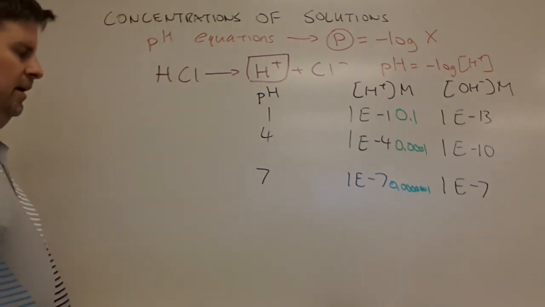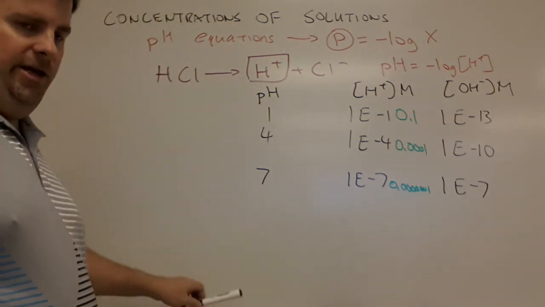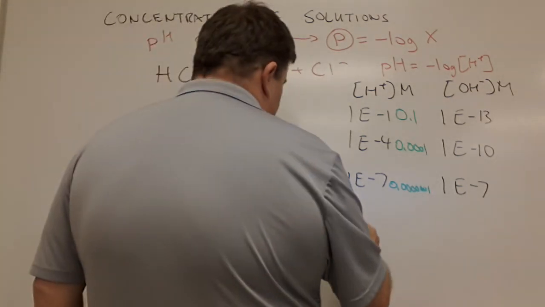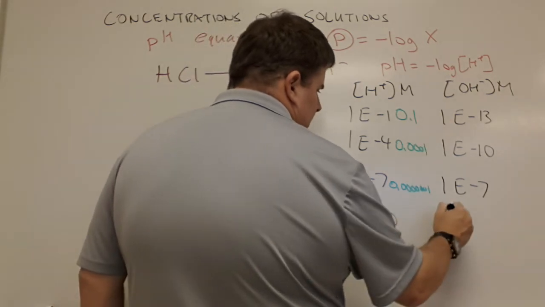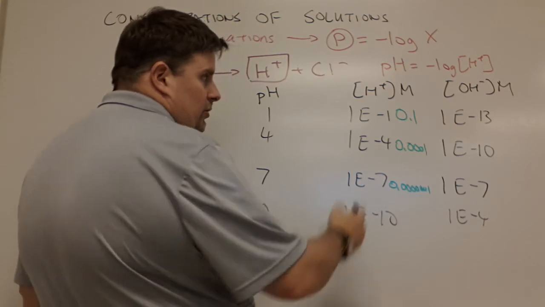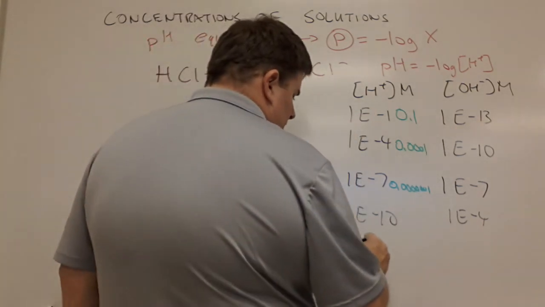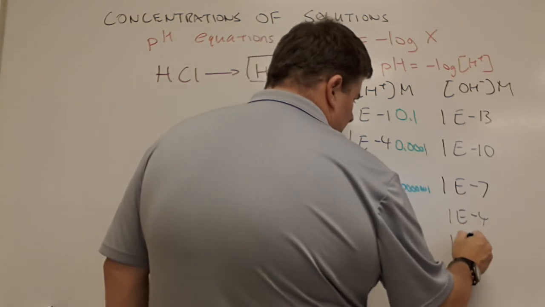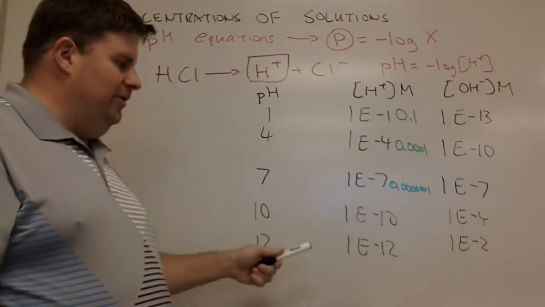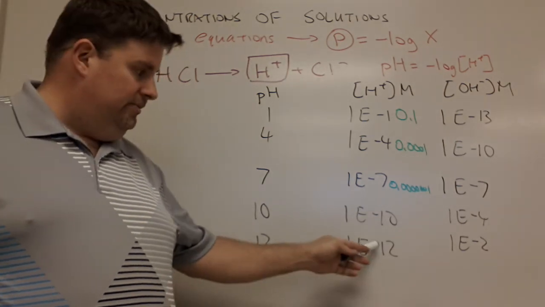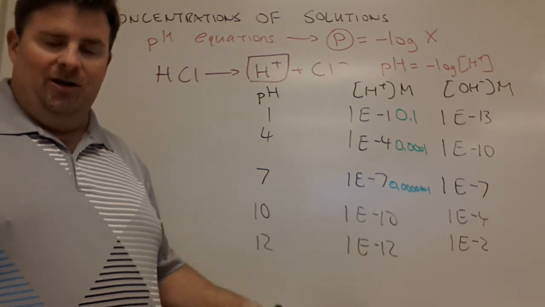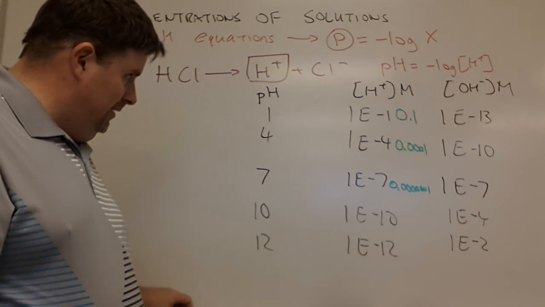Okay. Now, if I go to the opposite side of the scale, to 10 and 12, this now drops to 1e to the minus 10, which means that this is 1e to the minus 4. At this point, I've got more hydroxide than I do H+. All right? Notice that the pH and pOH values will add up to 14 at any given time, right? 12 and 2. So it's 10 to the minus 14 for both of those concentrations when they're multiplied together. All right? Okay.